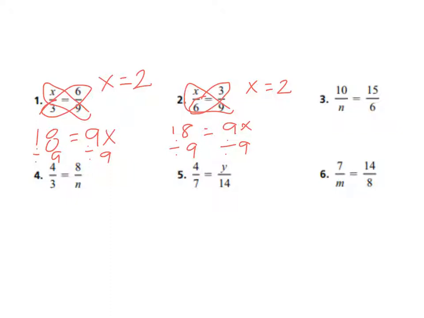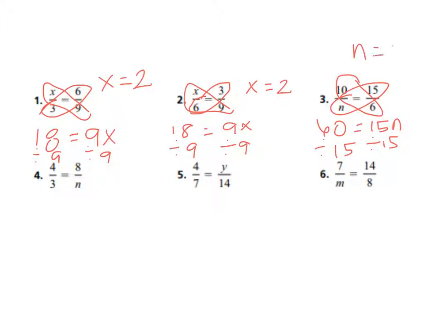Alright, number 3, I have 10 times 6, which gives me 60, and n times 15, which gives me 15n. And I divide by 15, and 60 divided by 15 is going to give me 4. So number 3, n equals 4.